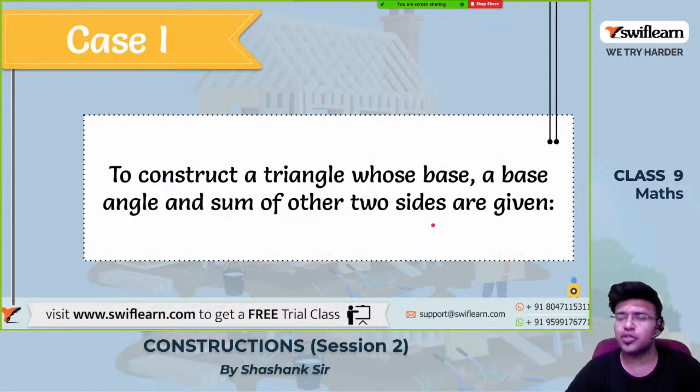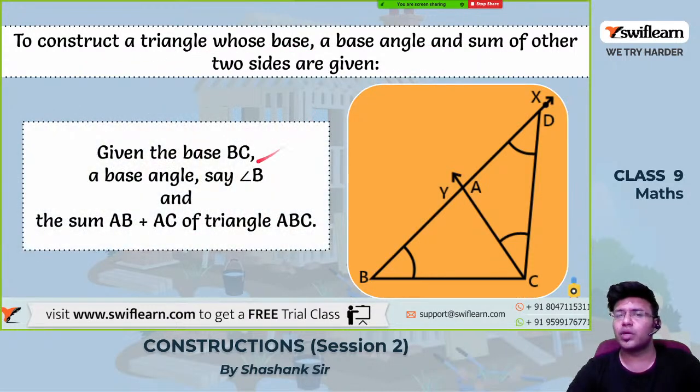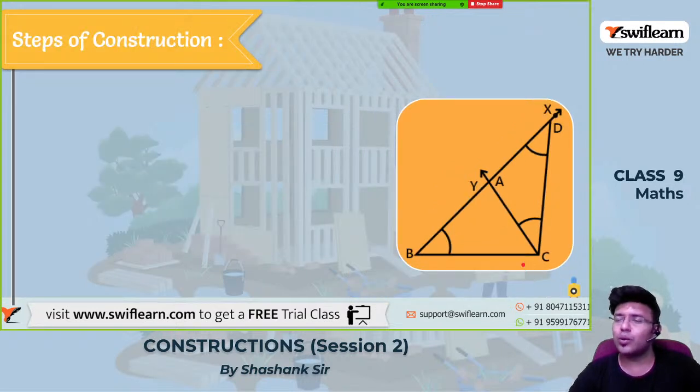First case, okay, write this in your book. To construct a triangle whose base, a base angle, and sum of the other two sides are given. क्या क्या दिया है? Base दिया है, base angle दिया है, and sum of the other two sides. देखो यहाँ पे, given the base BC, ये BC इतना लेंथ है करके दिए है, say BC is 7 centimeter. A base angle B is given, say B is 60 degrees, and they have given BA plus AC, यानी AB plus AC. ये दोनों साइड के लेंथ उन लोग ने ऐड करके दिए हैं. So how to construct this?